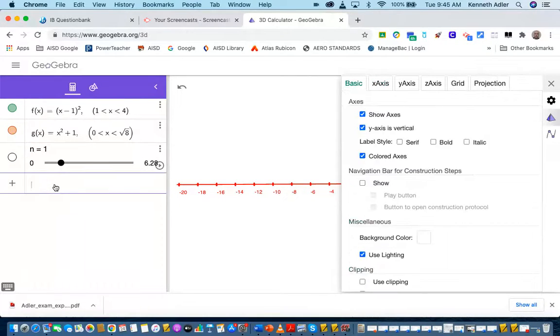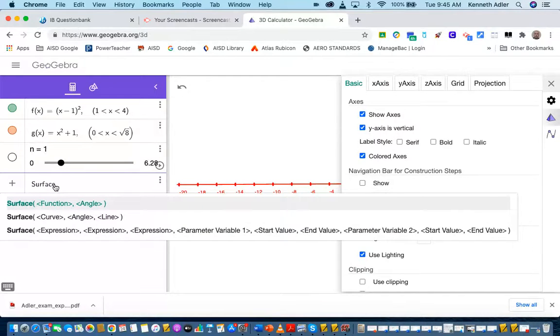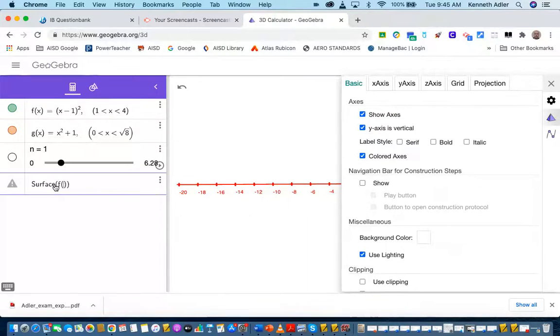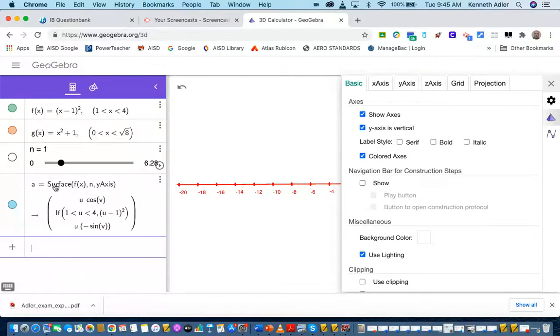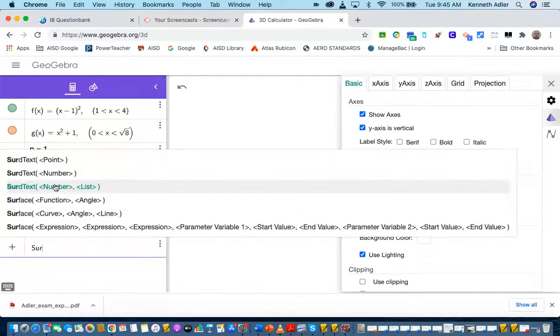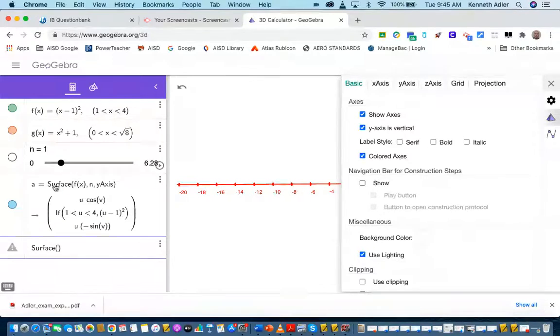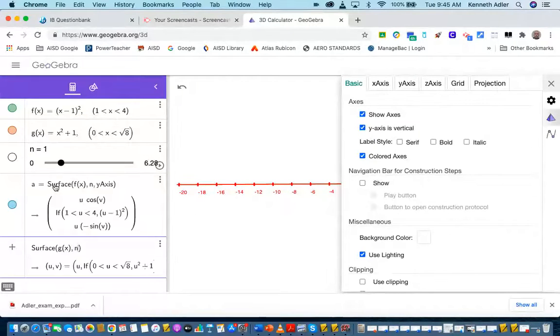Excellent. Now we're going to do something really cool. Capital S, surface, open parentheses, f of x, comma, n, comma, little y, big A, xis, enter. Below that, you're also going to do surface. Instead of f of x, you're going to do g of x, open parentheses, g of x, comma, n, comma, y-axis. Same exact way.